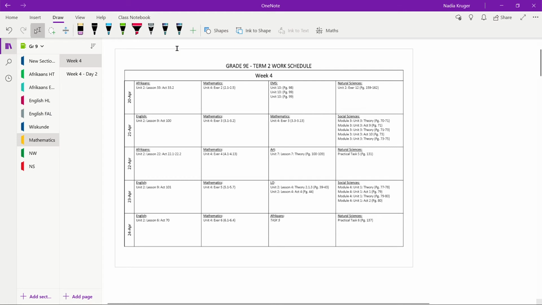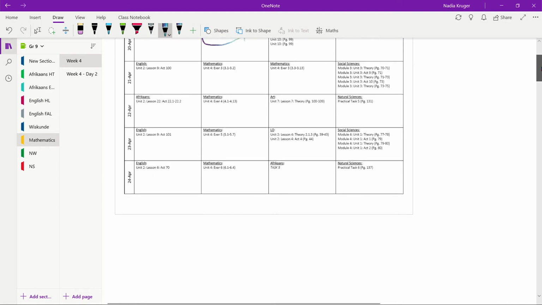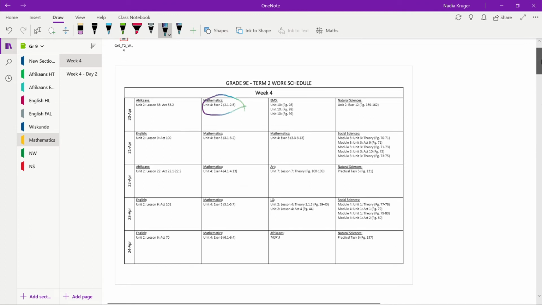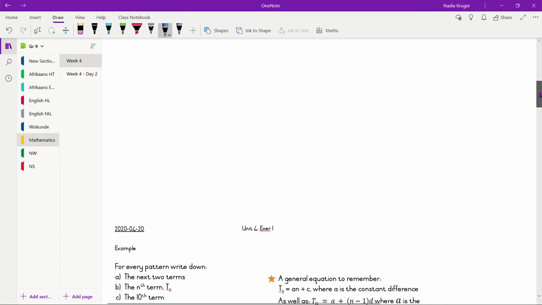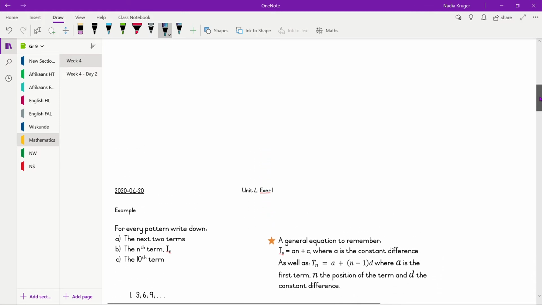So today is the 20th of April. We are going to look at today's work, which is all to do with number patterns and relationships. Number patterns you've done in grade 8 and 9, so today's grade 7 and 8, sorry guys, and we are basically just going to revise on that today, and good luck. So today, number patterns and relationships.